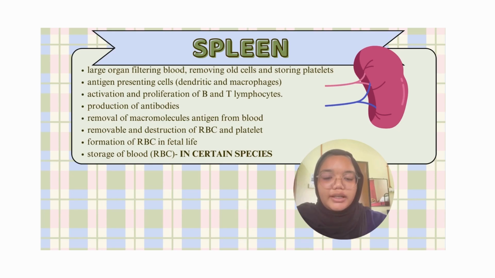It also functions with antigen-presenting cells, which are dendritic cells and macrophages. It also activates and proliferates B and T lymphocytes. Not only that, it also produces antibodies. The spleen also removes macromolecule antigens from blood, removes and destroys red blood cells and platelets, produces red blood cells in fetal life, and stores blood, which is red blood cells, but only in certain species.